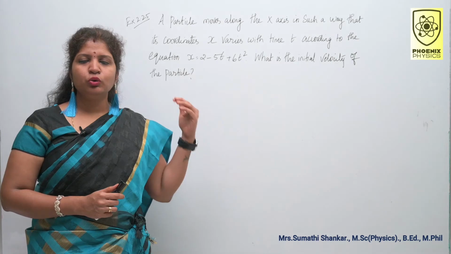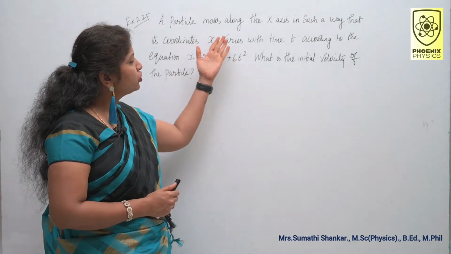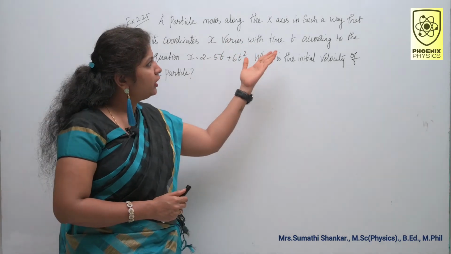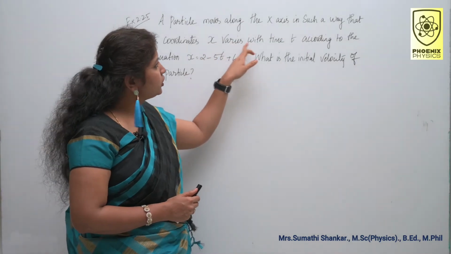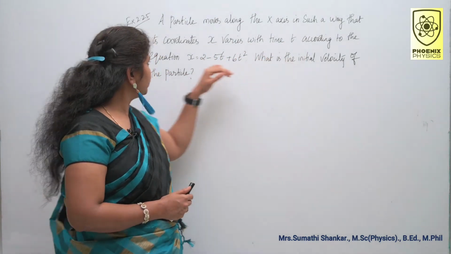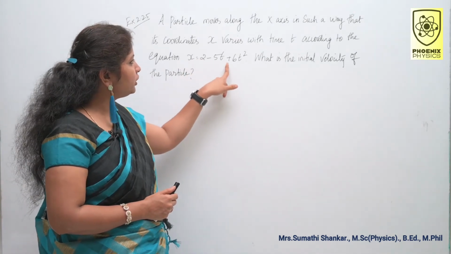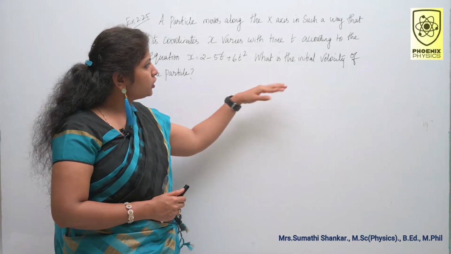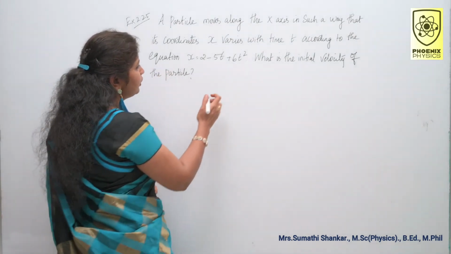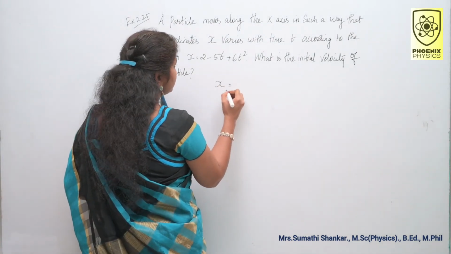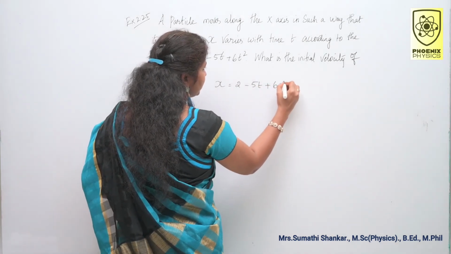Based on the concept, one example problem is given. A particle moves along the x-axis in such a way that its coordinate x varies with the time t according to the equation x is equal to 2 minus 5t plus 6t square. What is the initial velocity of the particle? What is given? X is given, x is equal to 2 minus 5t plus 6t square.